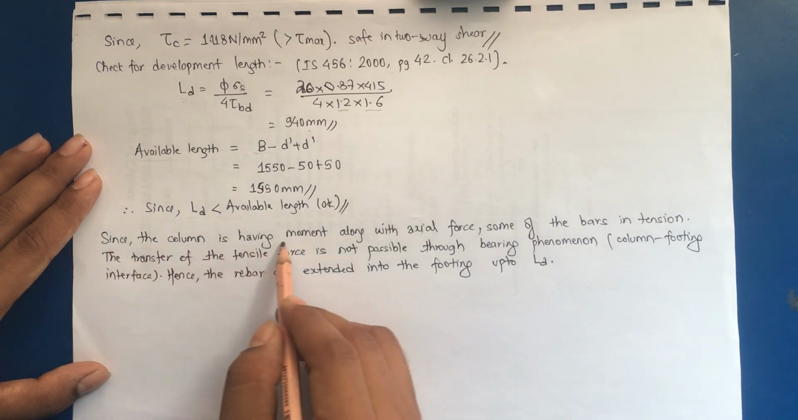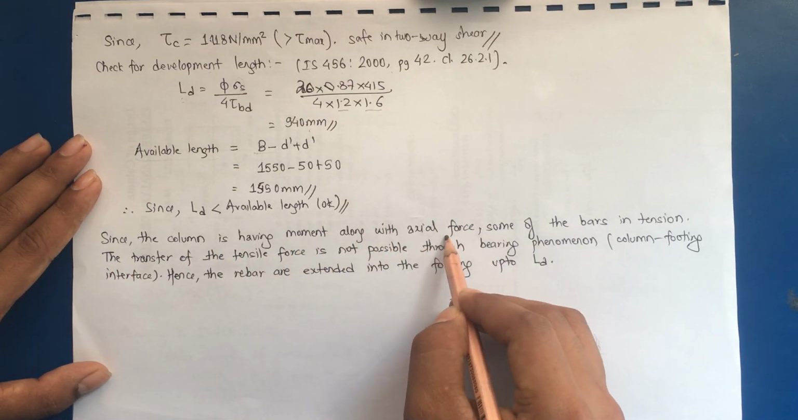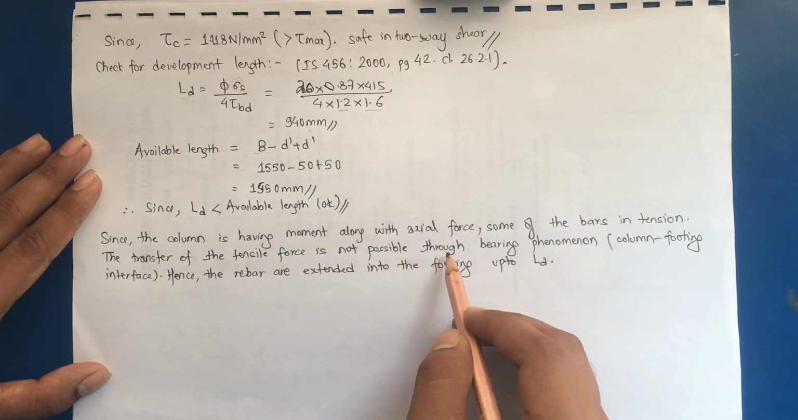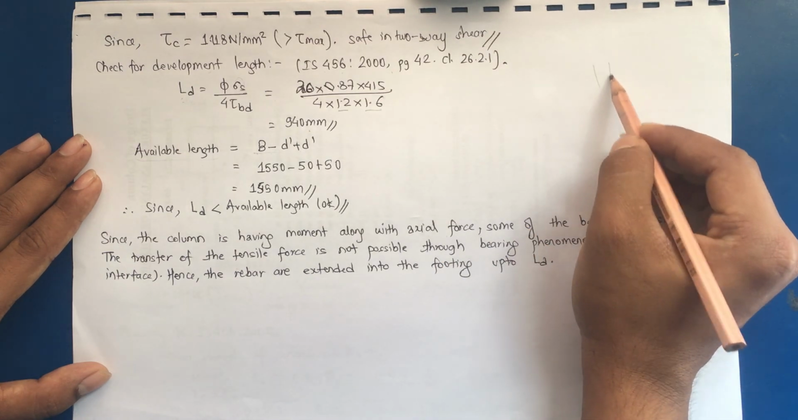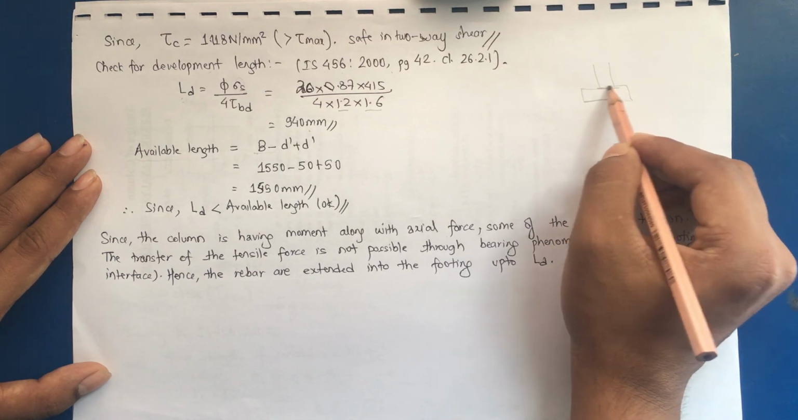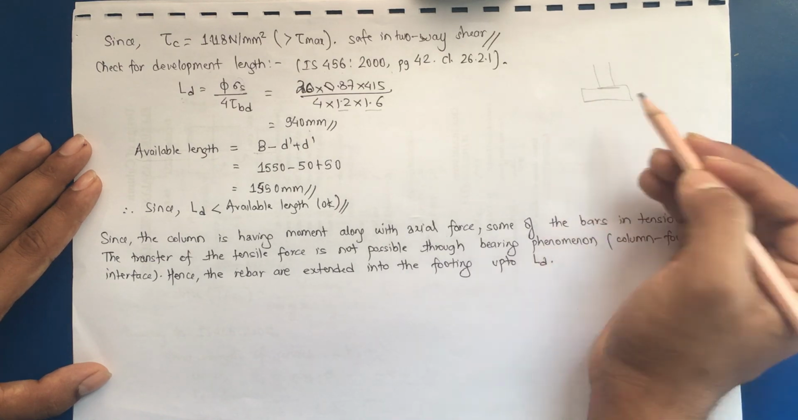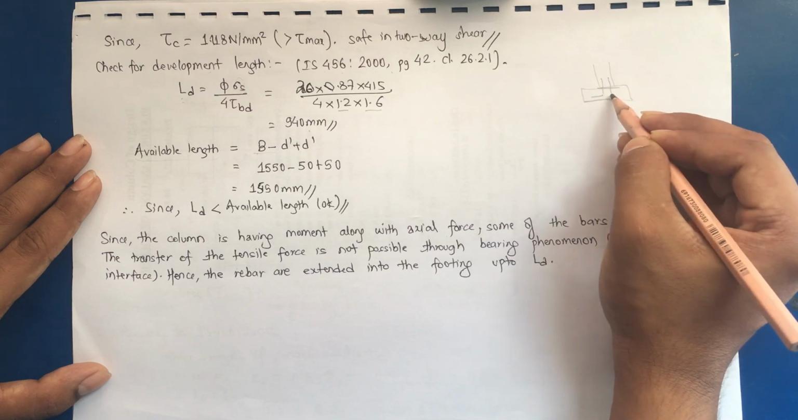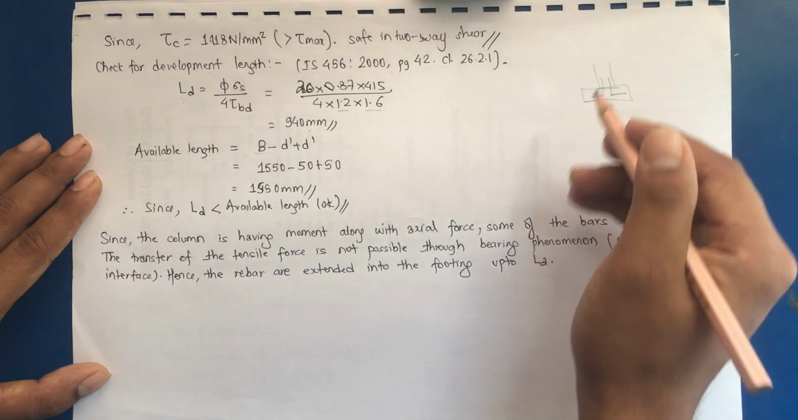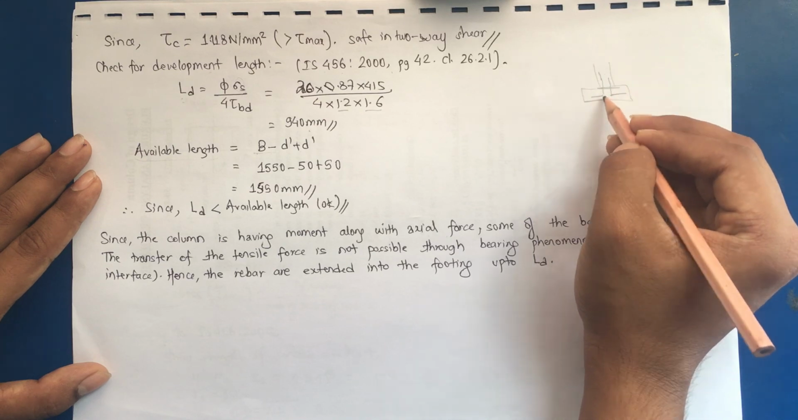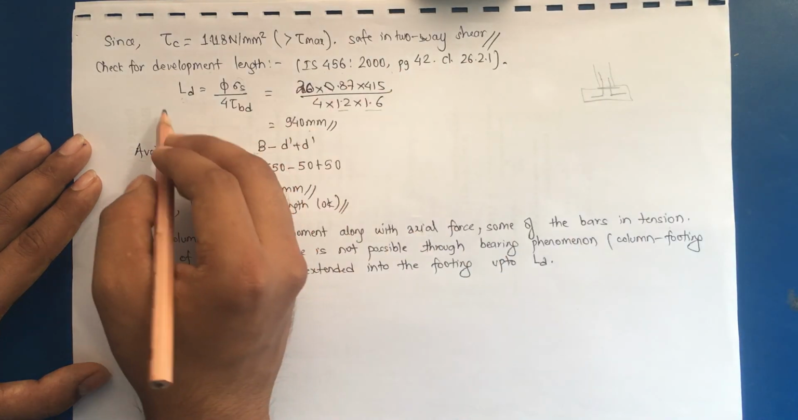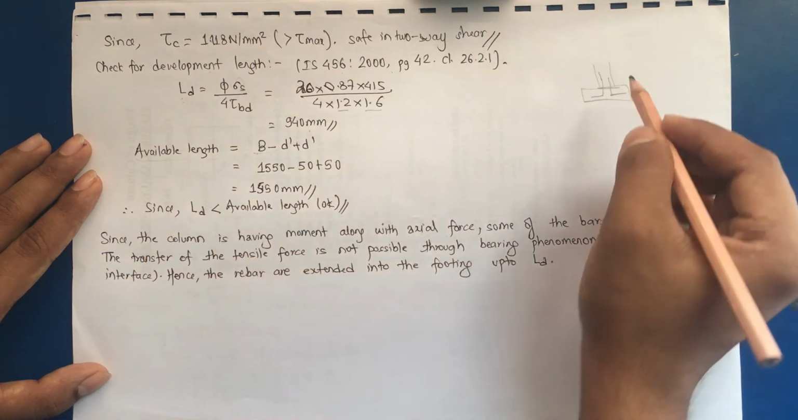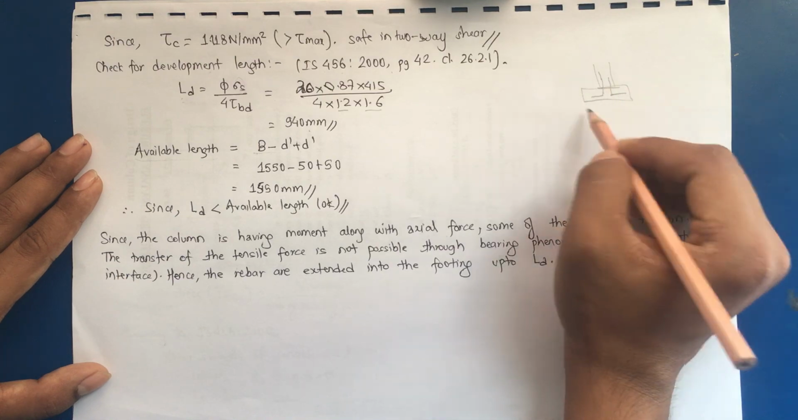And since the column is having moment along with axial force, some of the bars will be in tension, and the transfer of tensile force is not possible through the bearing phenomenon, that is the transfer of force from the column-footing interface. Hence we have to provide rebar into the footing to ensure the transfer of the load. Hence we will extend the column bar into the footing up to a development length LD to ensure that there is a transfer of force from column to footing without any failure.